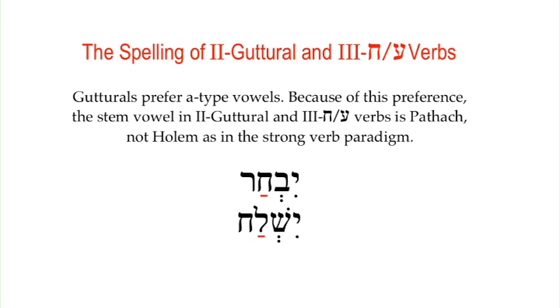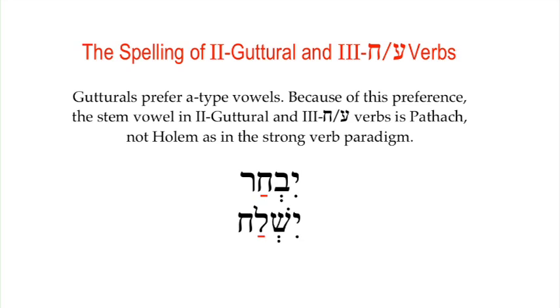We're going to begin with the spelling of 2 guttural and 3rd chet ayin verbs. Gutturals prefer A-type vowels. You already know this. Because of this preference, the stem vowel in 2 guttural and 3rd chet ayin verbs is pathach, not holem as in the strong verb paradigm. Look at the 2 examples. Yivchar, Yishlach. In each example, the stem vowel is pathach and it's highlighted in red.